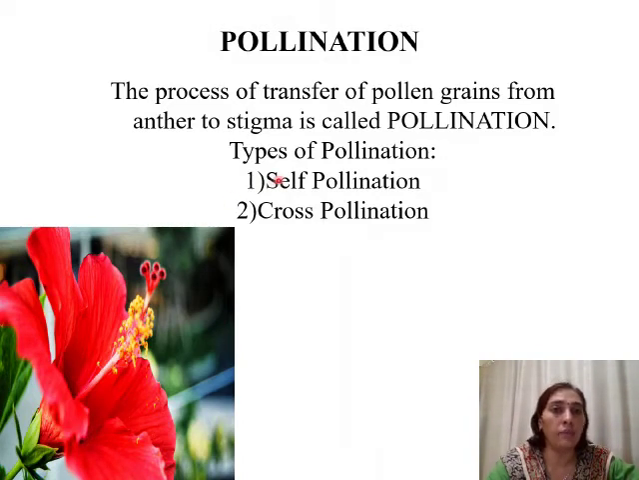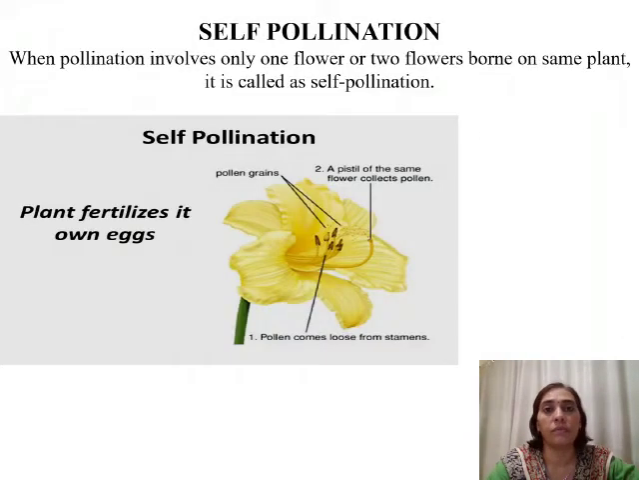We have two types of pollination. One is called as self-pollination and the other is called as cross-pollination. Now let us see what self and cross-pollination are. Self-pollination: when pollination, that is transfer of pollen grains from anther to stigma, involves only one flower or two flowers borne on same plant, it is called self-pollination.